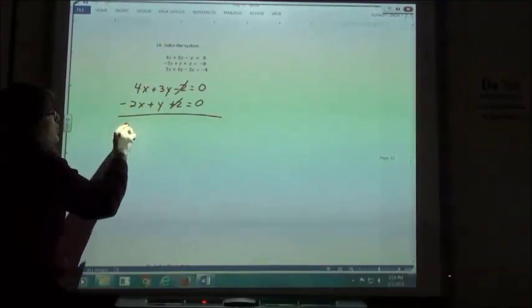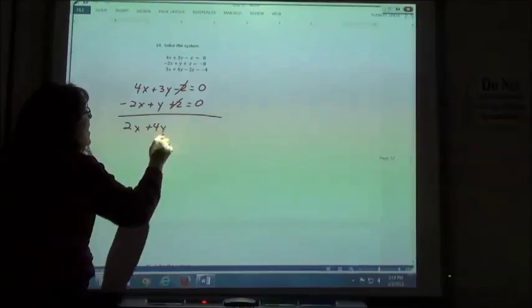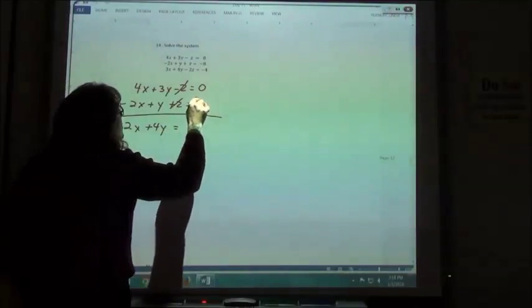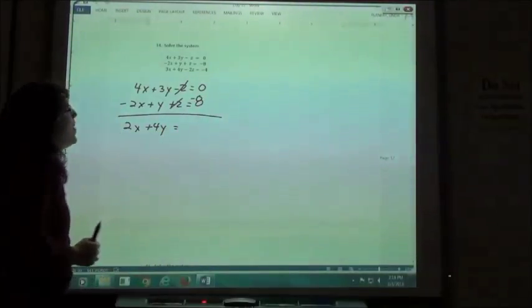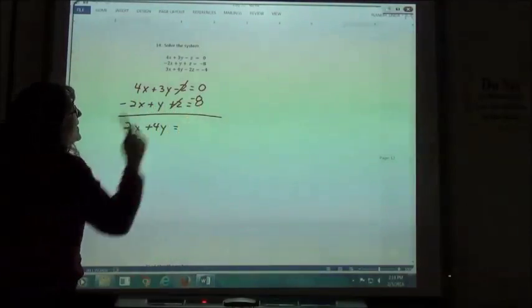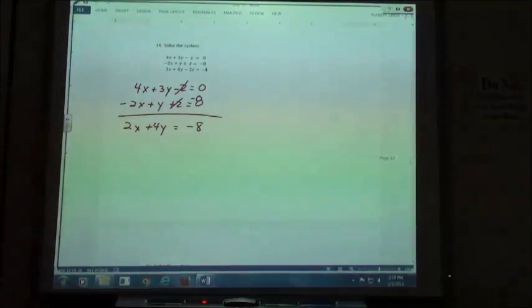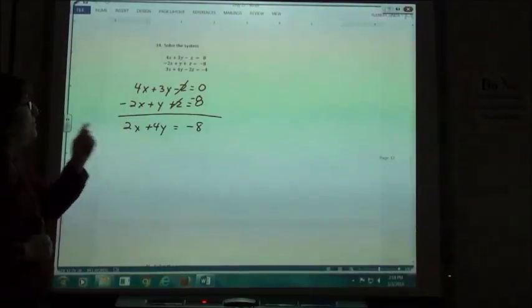So 4 minus 2 would be 2x, 3 plus 1 would be plus 4y. Whoops, this was supposed to be equals negative 8 if I could copy my problem down correctly. Negative 2x plus y plus z equals negative 8, so 0 plus negative 8 would be negative 8. So I want to eliminate my z.